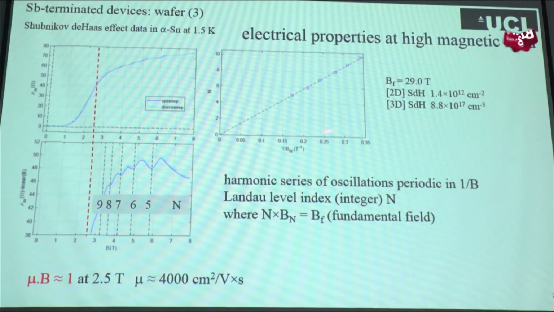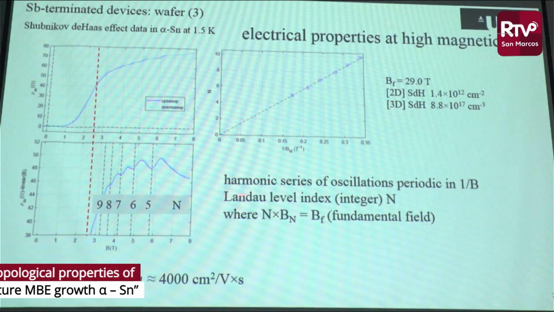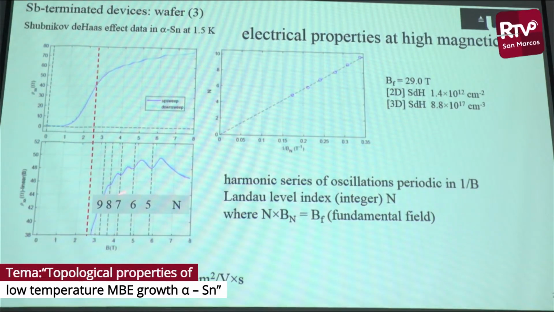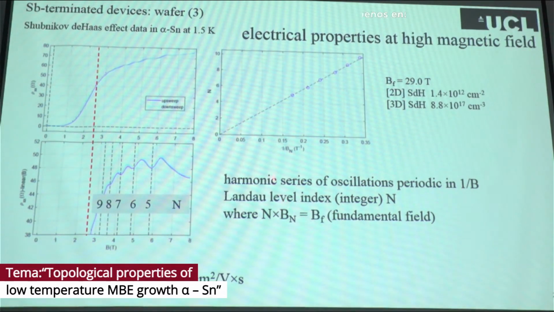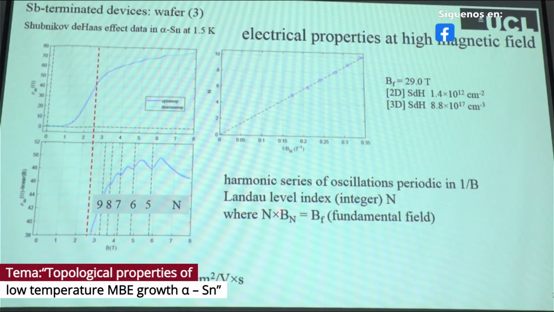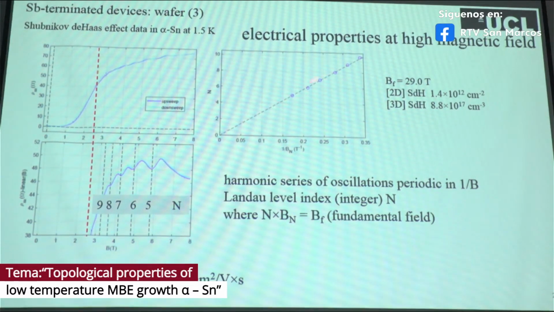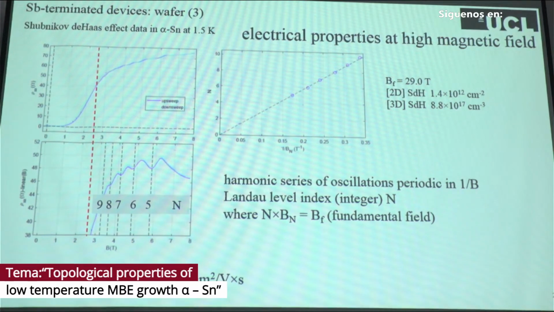Okay. Now we've got these Shubnikov-de Haas oscillations. As I'm sure most of you know, they're a harmonic series of oscillations. They're periodic in 1/B. You can characterize their minima here with an integer Landau level index, n. And they form a nice series, where n is the Landau level index and Bn is the field where we get the magneto-oscillation minimum. If you plot n as a function of 1/B, the gradient here is the fundamental field, and it nicely goes through 0. So it's a well-behaved electronic system.